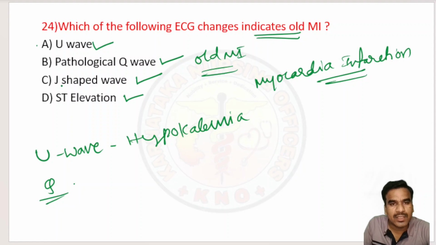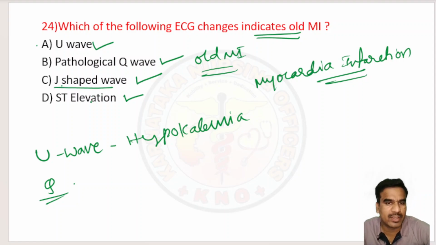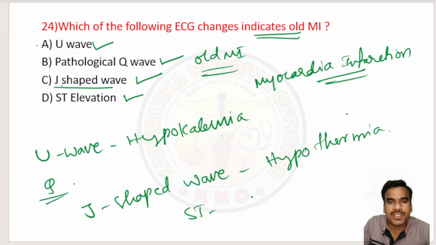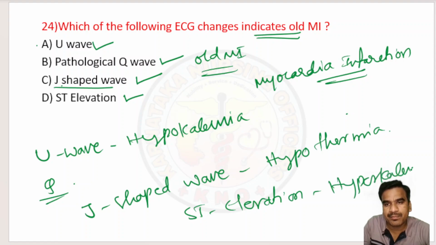J-shaped waves, we call them Osborne waves. In the NORCET 8 paper they asked about Osborne waves: the J-shaped wave is seen in hypothermia. And we all know ST elevation is seen in hyperkalemia. So I will show you all the images.